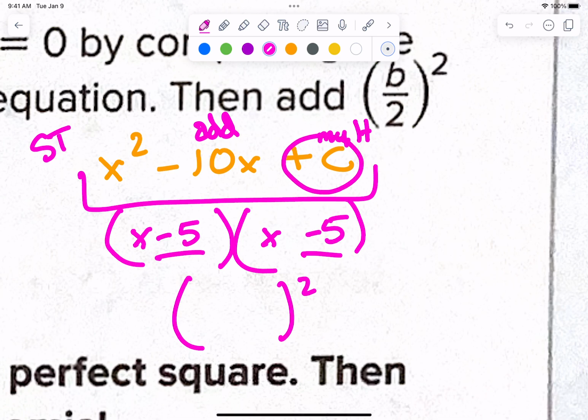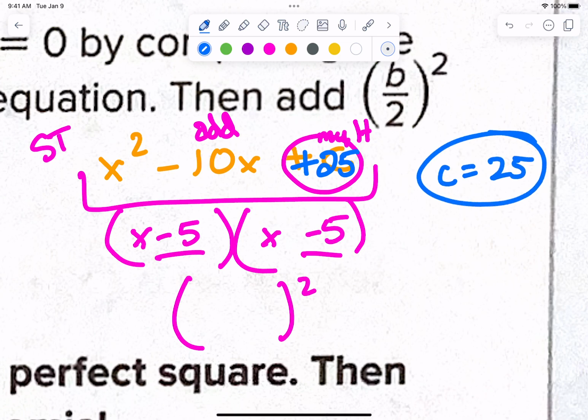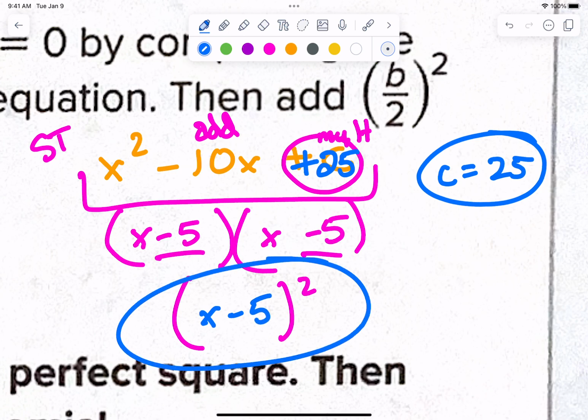Is it positive 25 or negative 25? Positive 25, because negative 5 times negative 5 will give me 25. So c is 25. Right. We got it. All right, and then I can write it as (x - 5) squared. Those are my 2 pieces that I need.